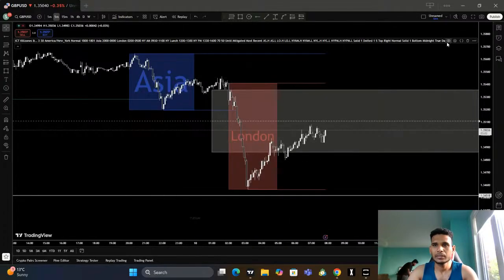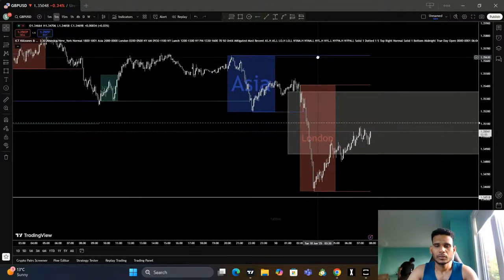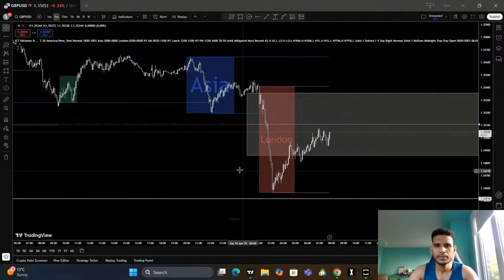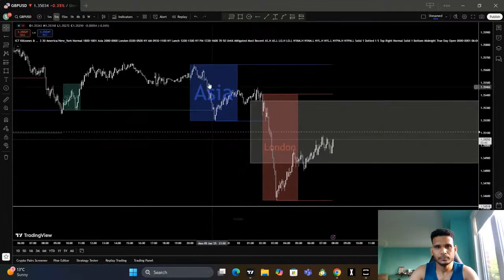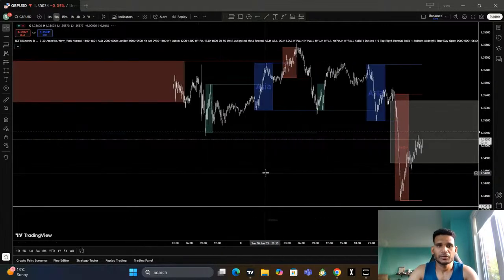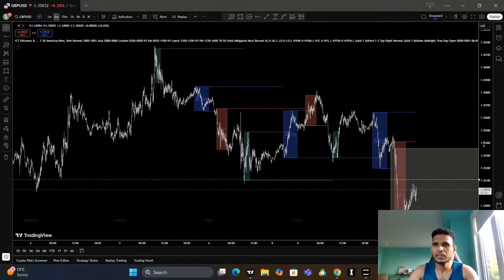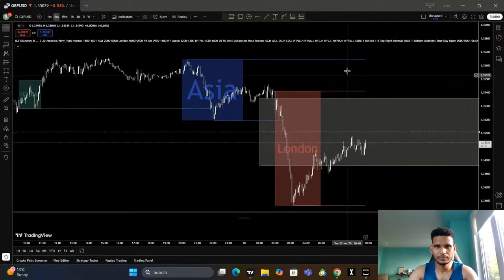For GBP, let's see what's going on here. It's a London session, the Asian range, the whole London range. So it's kind of a continuation for the past 2 weeks. It's been selling continuously. And here, what happened?